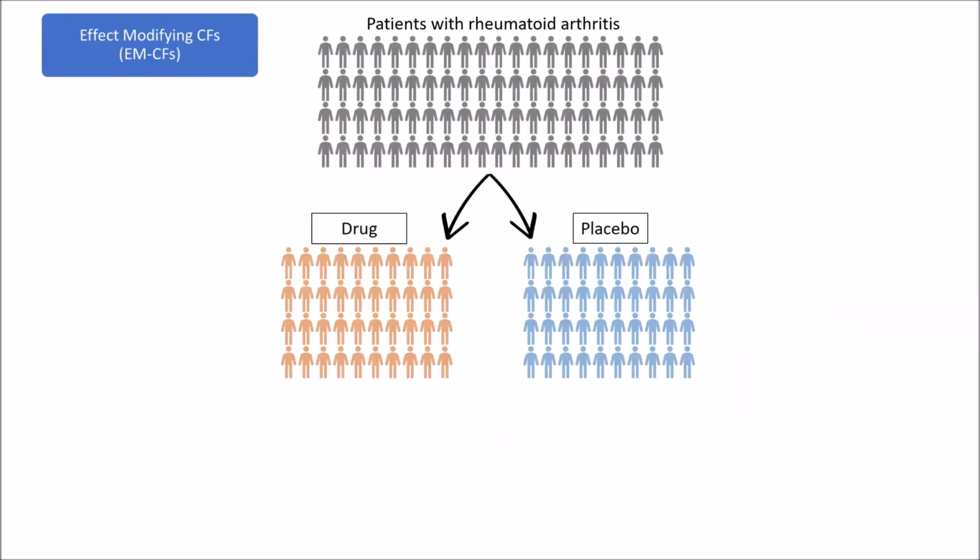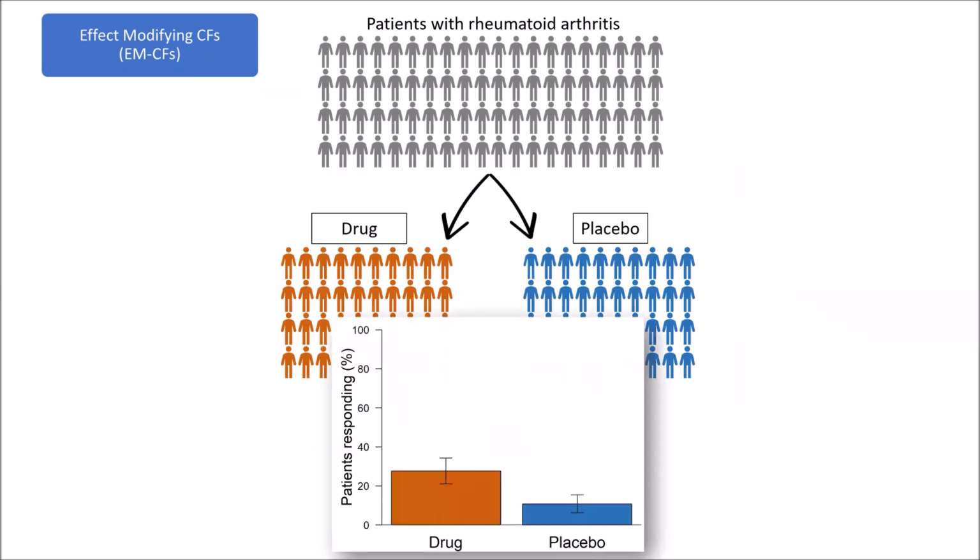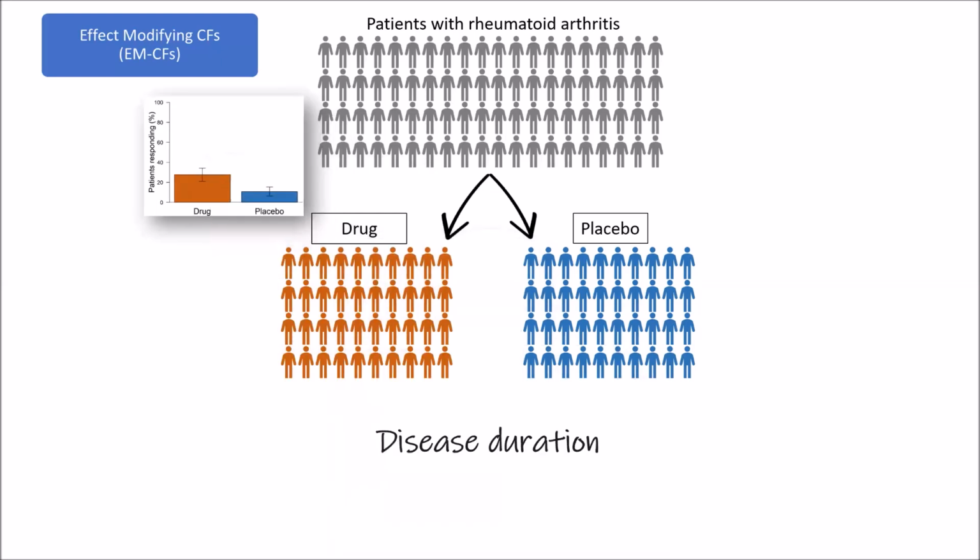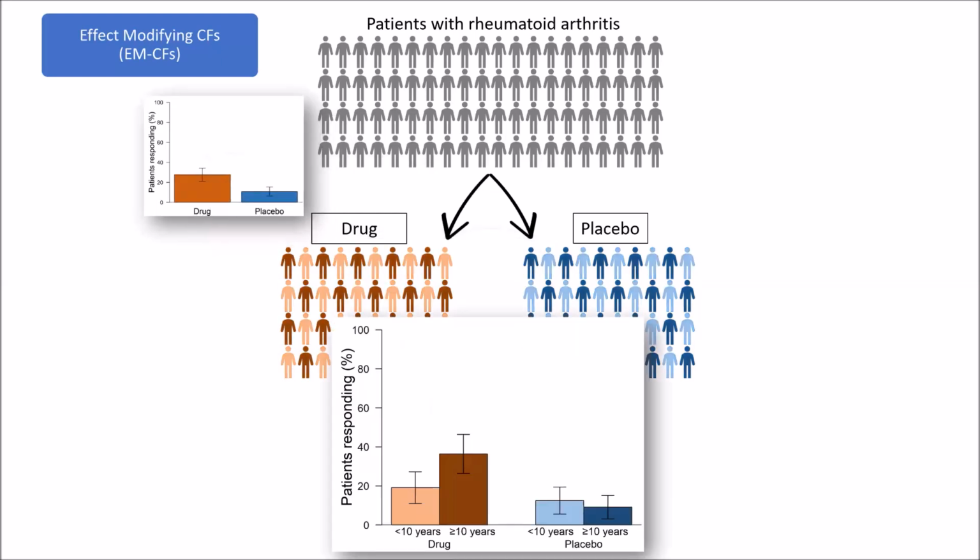In a clinical trial, patients with rheumatoid arthritis were randomized to receive a drug or to receive placebo. From the results, it's clear that more patients are responding in the group receiving the drug. But maybe the chance of responding depends on certain characteristics of the patient. Let's try to divide the patients according to disease duration and see how the results look. Now you can see that the subgroup of patients with longer disease duration have more benefit of the drug because the difference between the drug and placebo is much larger for this subgroup. The patients with shorter disease duration, however, do not seem to have much benefit.